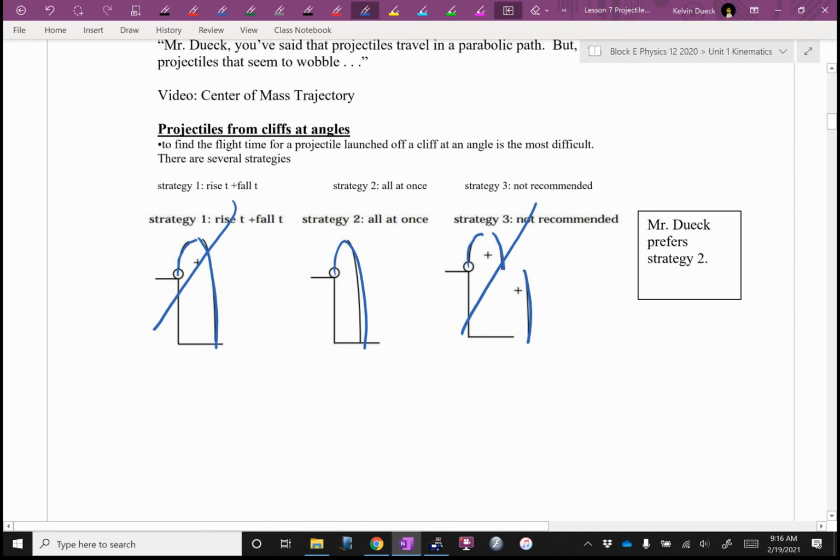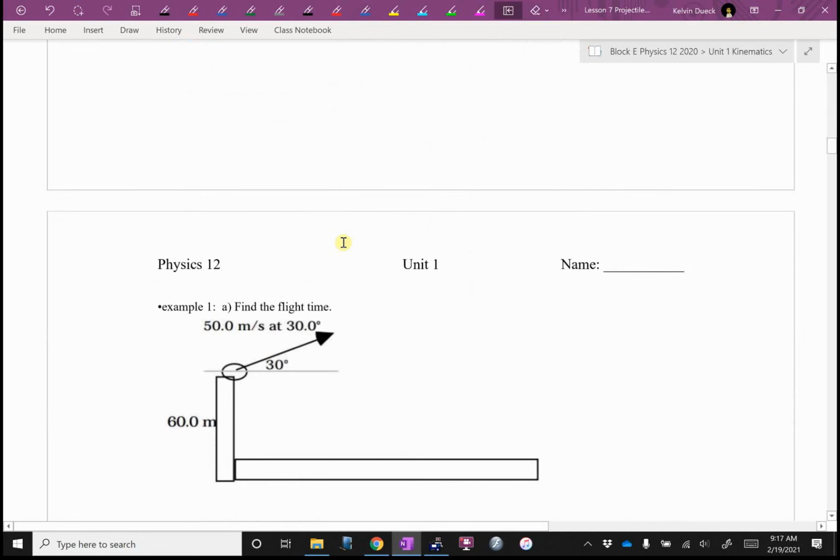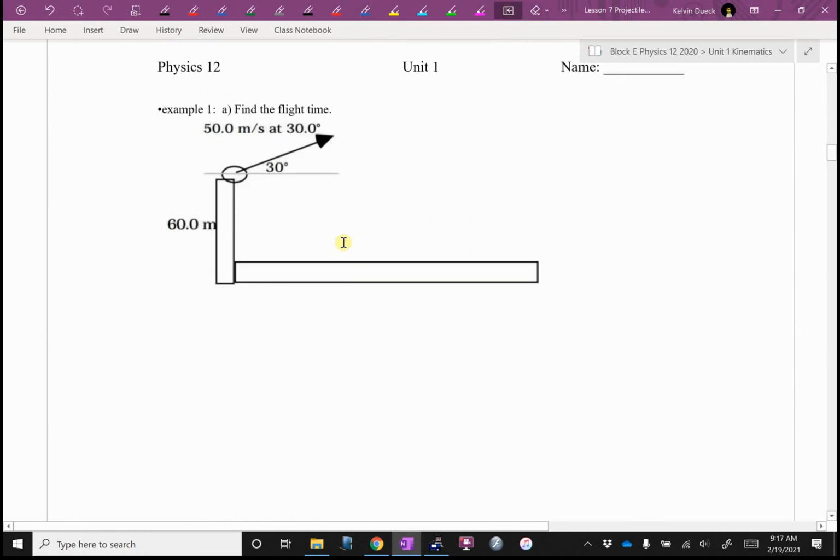If you can handle the quadratic formula or you have a quadratic solver, strategy 2 is our best bet. If you can't handle the quadratic formula, or if you're shaky on it, see me during a blended and I can show you a workaround that doesn't require the quadratic formula, and you can still do strategy 2, finding the total time of flight. Let's do one. I like example 1. Example 1 is a nice question.